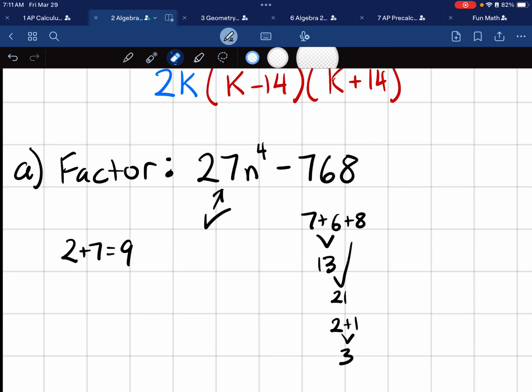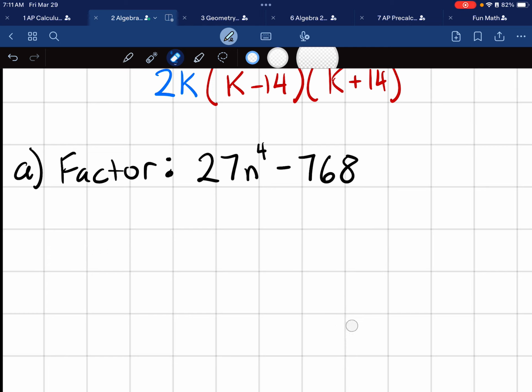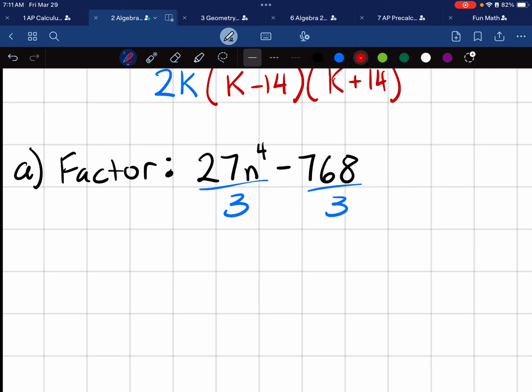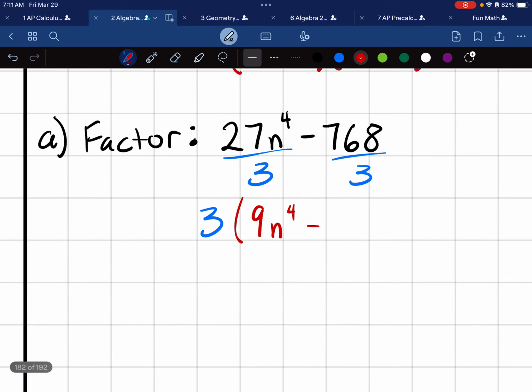I think that's probably the greatest common factor. I'm going to divide by 3, and I'll check again if I can divide by 3 again. Maybe these were divisible by 9. I'm not sure. So for now, let's go ahead and divide by 3, divide by 3, and we're going to get that 3 is the greatest common factor, and what's left over is a 9n to the power of 4 minus, oh goodness, how do we do that?